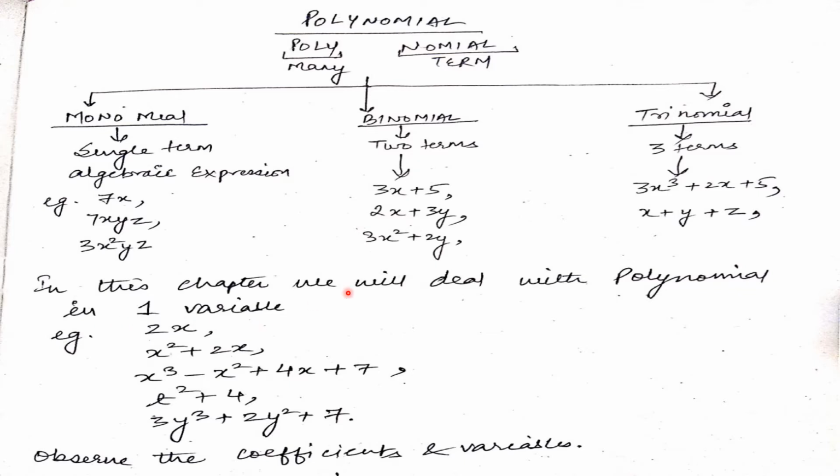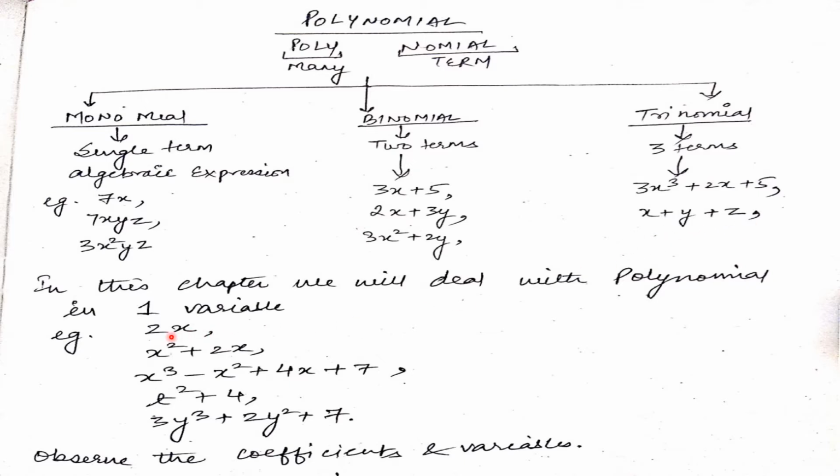That means we will not deal with questions like this. Here you can see we have two variables in an equation. So we will not deal with such questions in this chapter. Here also you can see there are three variables. You will not deal with such questions.